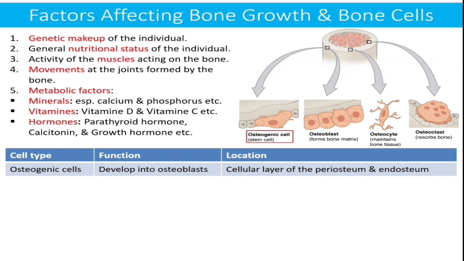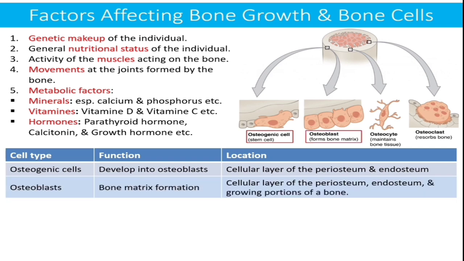The cells involved in the bone formation and bone remodeling. First of the cell is the osteoprogenitor cells or osteogenic cells, which give rise to osteoblasts and are present in the cellular layer of the periosteum and to some extent in the endosteum. Second group are the osteoblasts, which originate from the osteogenic cells. They are responsible for bone matrix formation and are present in the cellular layer of the periosteum, in endosteum, and growing portion of a bone.